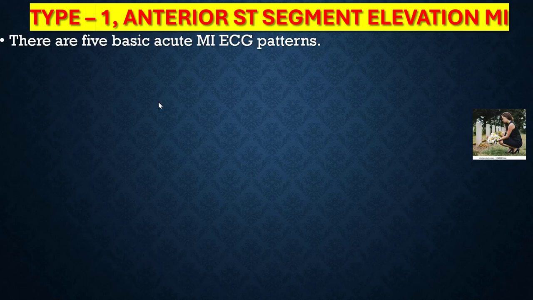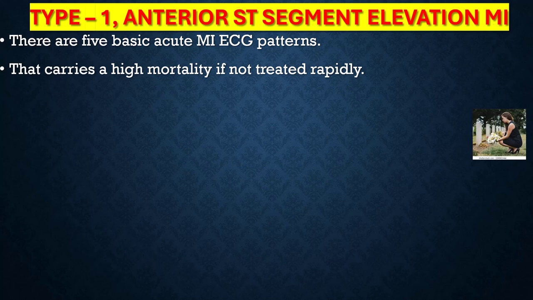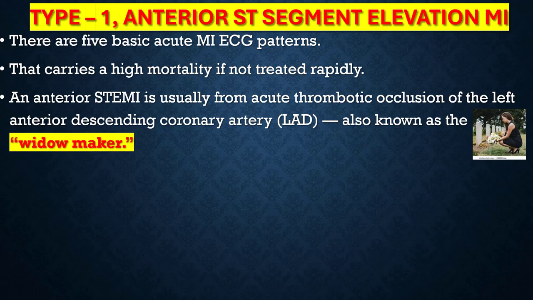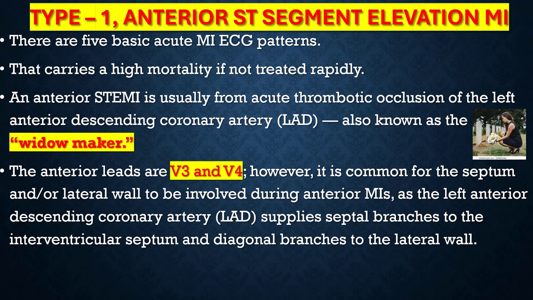There are 5 basic acute myocardial infarction ECG patterns that carry a high mortality if not treated rapidly. An anterior STEMI, ST segment elevation myocardial infarction, is usually from acute thrombotic occlusion of the left anterior descending coronary artery, also known as the widowmaker, as it causes more deaths in men. That's why it is called widowmaker. The anterior leads are V3 and V4.